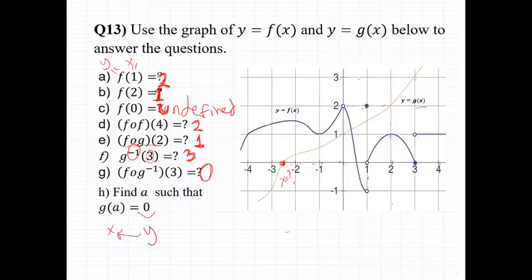This a value is about negative 2.5, something like this. So a is something like that. It will be (a, 0), and we want g of a equal to 0. Yes, this is on the graph of g, so it corresponds to g of a. So a should be approximately negative 2.5.